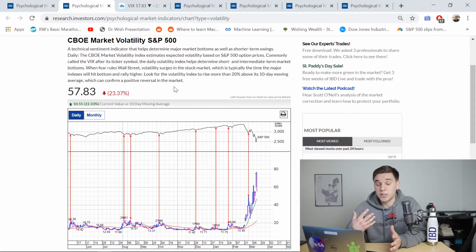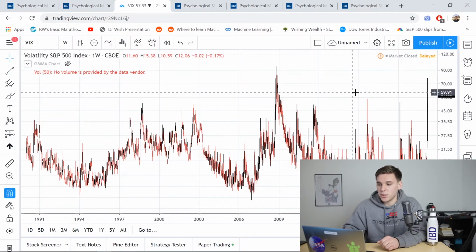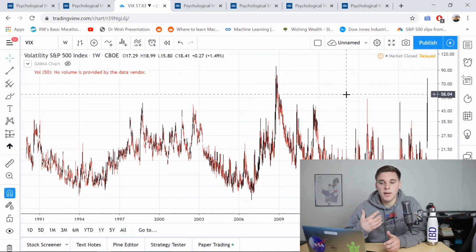So this doesn't work every time. This is once again a secondary indicator, but it's very interesting to look at and is always a good idea when checking up the health of the market. So looking at TradingView real quick, you can see historical values for this volatility index, which is also called the fear index, because it often rises during times of panic and fear with the stock market.